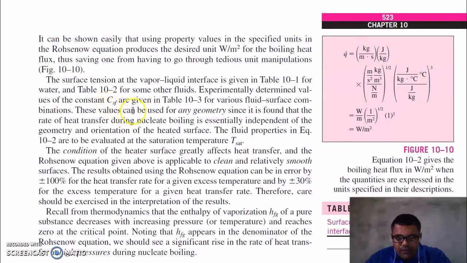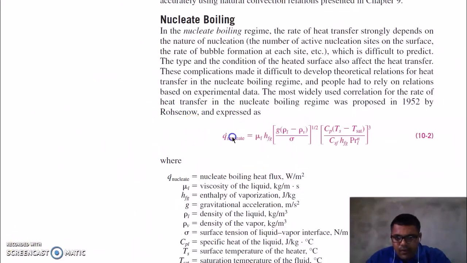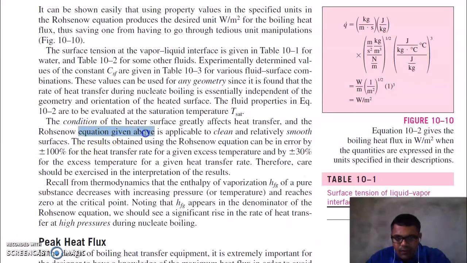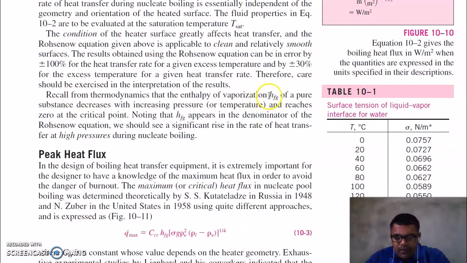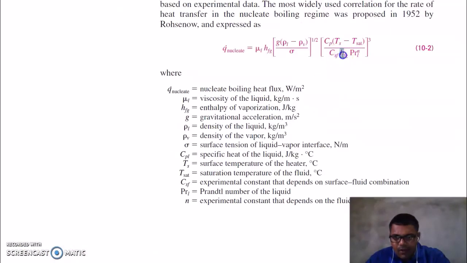The value of Csf can be used for any geometry since the rate of heat transfer during nucleate boiling is essentially independent of the geometry and orientation of the heating surface. This equation is also called the Rohsenow equation. It is valid for clean and relatively smooth surfaces. The equation also has the enthalpy of vaporization, hfg, in the denominator. It means if your hfg value increases, the heat flux will decrease, or vice versa.